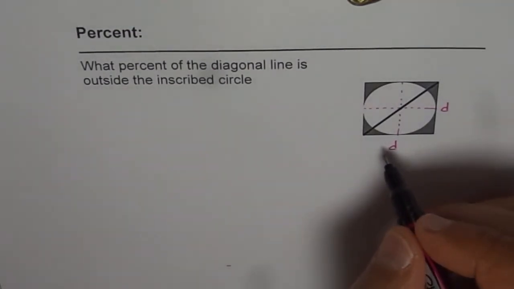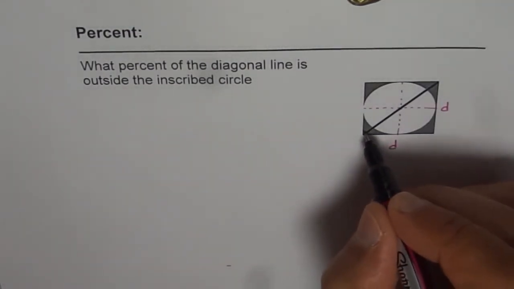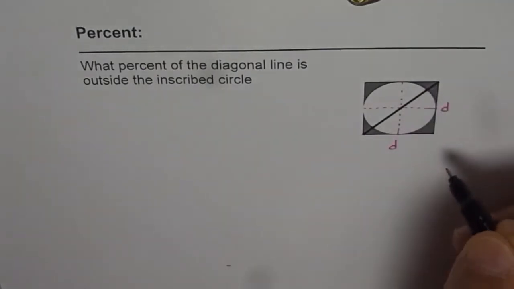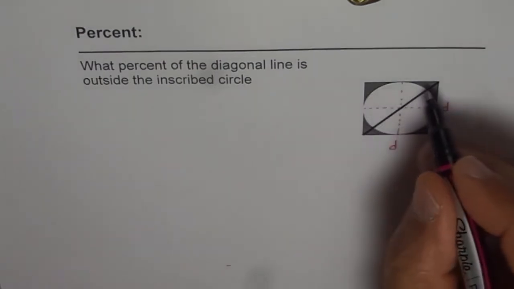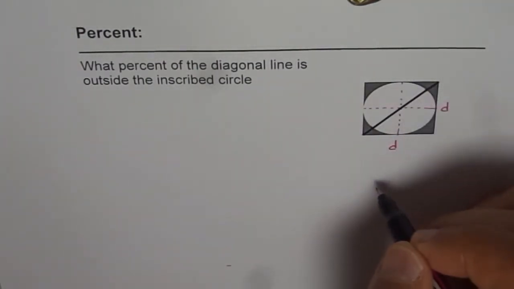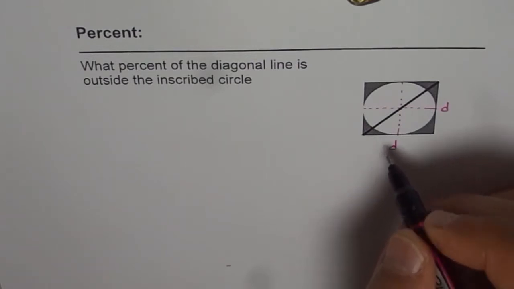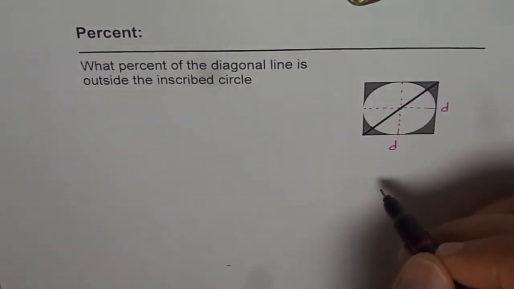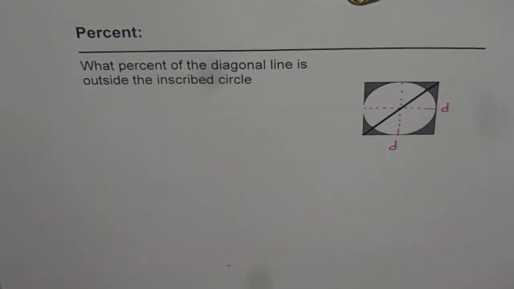Now the line which is outside is this part of the line. You see, this part of the line is outside the circle inscribed within the square. So we need to find that percent. Now percent is change over the original length. So the first thing is we should find the length of the diagonal.